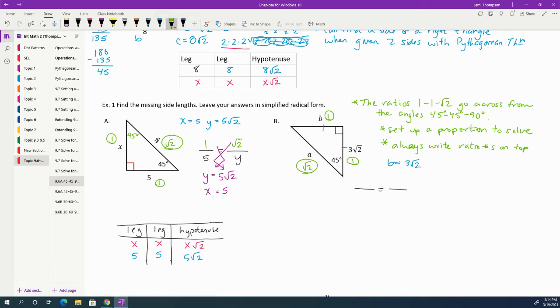When I set up a proportion, here's my known side, 3 radical 2. So I'm going to do 1 divided by 3 radical 2. And then my unknown side, I'm looking for A, right? So that's square root of 2 on top with the green number on top, and then A on bottom. Crisscross multiply to solve. 1 times A gives me A. Over here, I get 3 square root of 2 times square root of 2. Let's take that slowly. Square root of 2 times square root of 2 is the square root of 4. And the square root of 4 is 2. So I get A is 6.